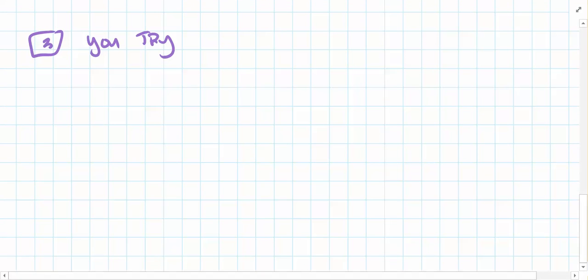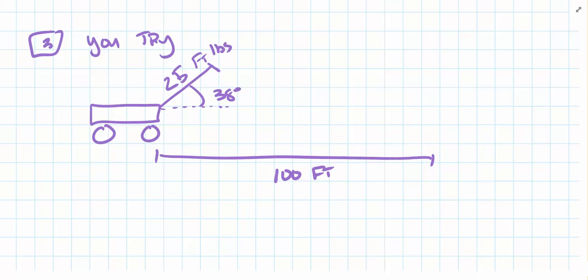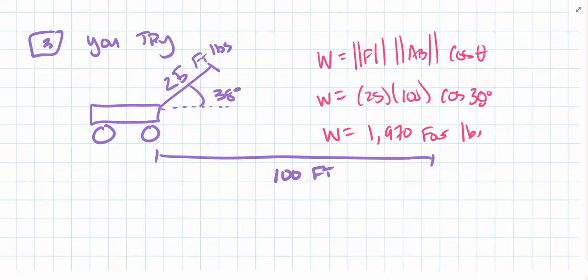All right. Okay, ladies and gentlemen, here's the setup. You are pulling a wagon 100 feet across the floor. You are applying 25 pounds of force at the handle of the wagon. The handle makes an angle of 38 degrees with the horizon. Calculate the amount of work required to pull a wagon 100 feet with a constant force of 25 pounds being applied to the handle at 38 degrees to the horizon. Do you get about 1,970 foot-pounds for dragging a wagon across the floor?